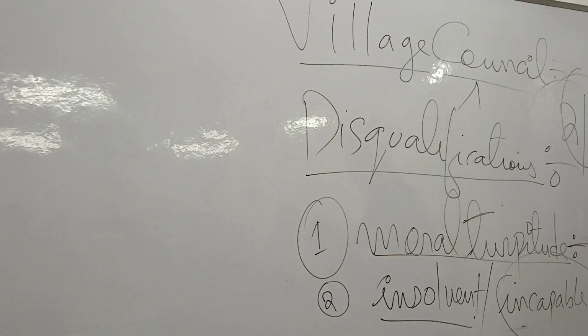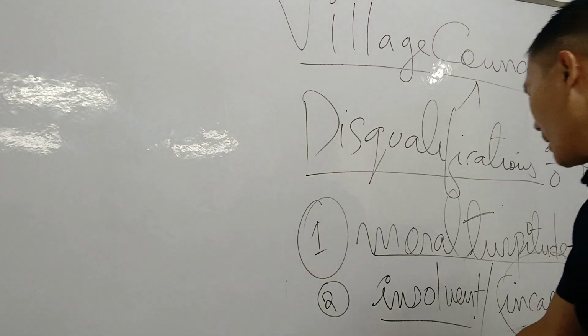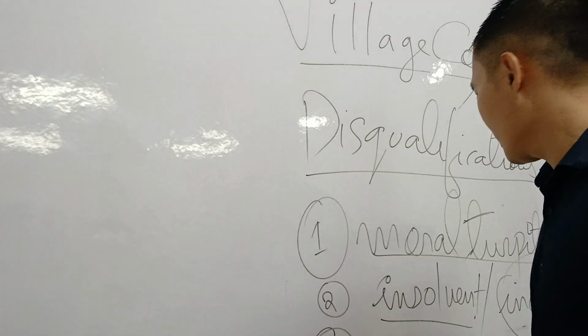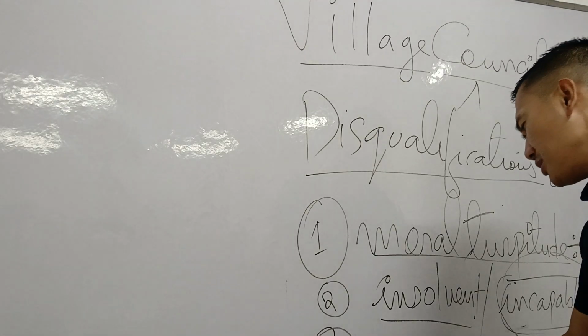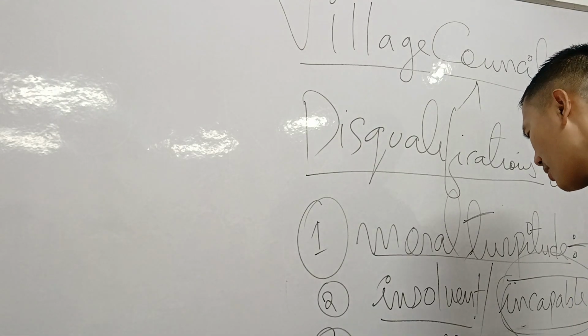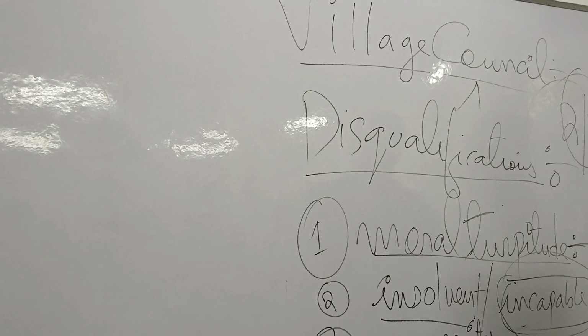Next is incapable. If you're incapable, sick, or unwell for a long period of time, you can also be removed by the village council. And the next one is being absent for the majority of the time. Majority of the time you are absent.